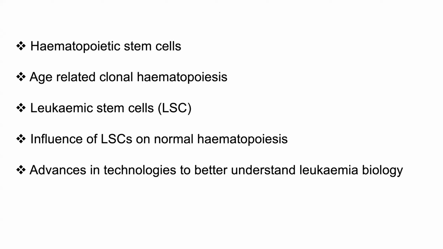As you probably know, leukemic patients also have residual normal stem cells. These are the stem cells that are not mutated, but somehow they're not doing their job properly. So I'm going to talk about how leukemic cells hijack normal hematopoiesis. Finally, I'm going to talk about advances in technologies that are helping us understand the pathogenesis of leukemia. That includes disease initiation, drug response, remission, and relapse.